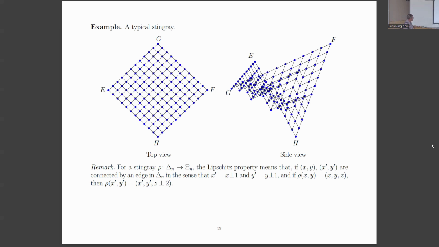This is telling you that there is nice combinatorics here, which you can also find in Fock-Goncharov in a different form. Okay, so that's the stingray.